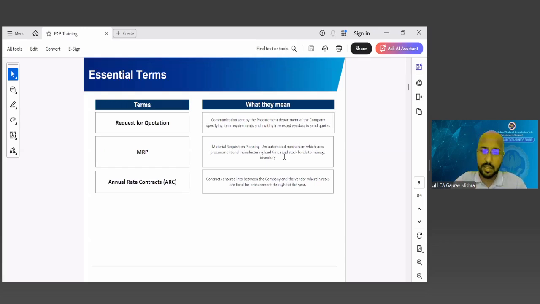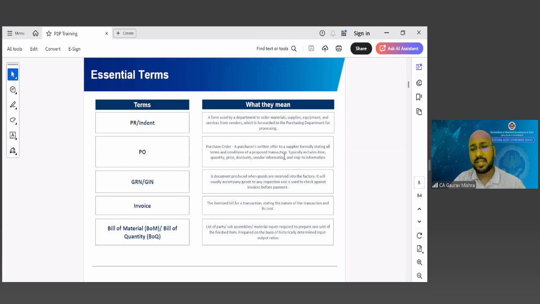Now the thing is, if you think about annual rate contracts, basically you decide the rate at the starting of the year or the starting of the contract period. And in that particular contract period, you buy the material or services at this particular rate. So this is called an annual rate contract.